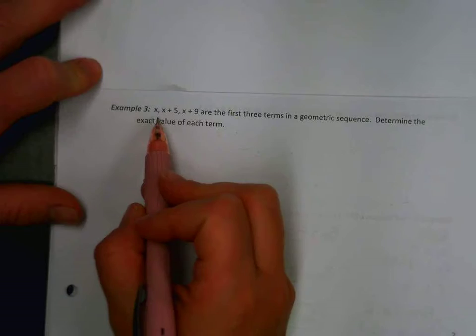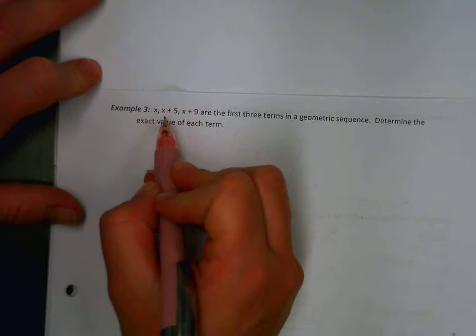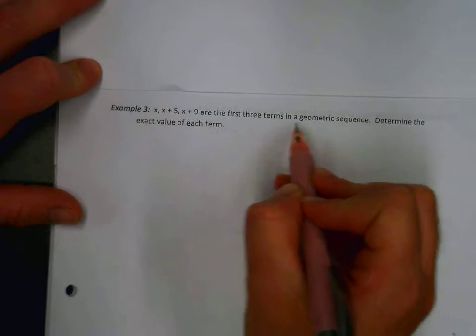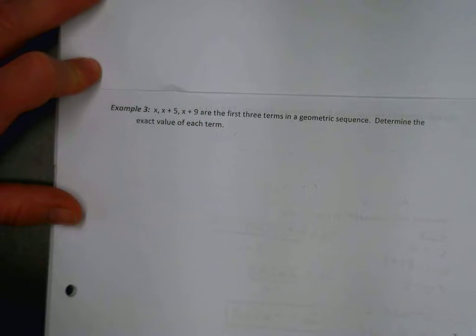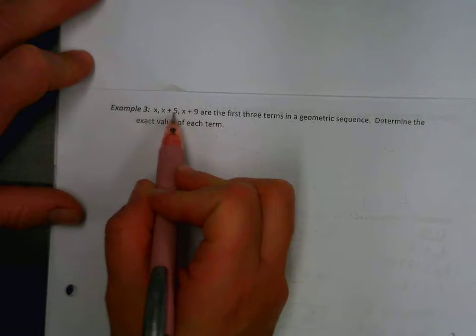All right, continuing on with geometric sequences, given this following example with algebraic expressions, it says x is our first term, x plus 5, x plus 9 are the first three terms in this geometric sequence. Determine the exact value of each term. Well, in order to figure out the exact value, I first need to figure out, well, what is the value of x? How do I figure that out?